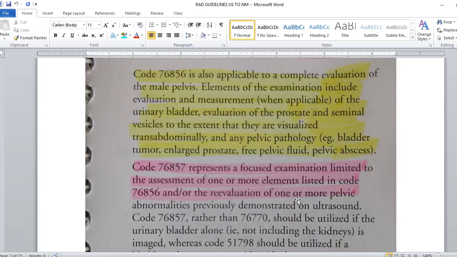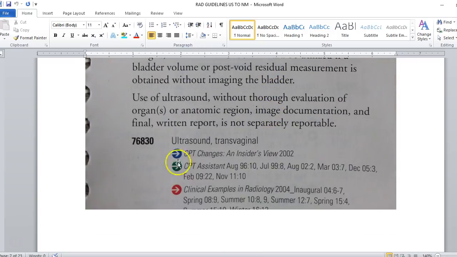categories. Code 76857, again, is a focused examination limited to the assessment of one or more elements that are listed in 76856, or a reevaluation of a pelvic abnormality. So again, keep that in mind. So again, we have our complete versus our limited. We also have the transvaginal ultrasound right here. This is the non-obstetrical.